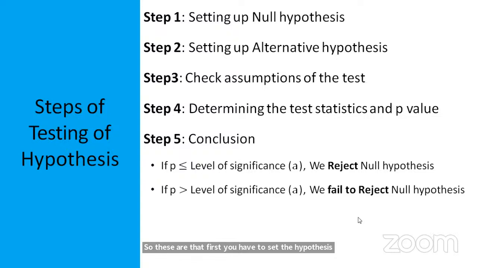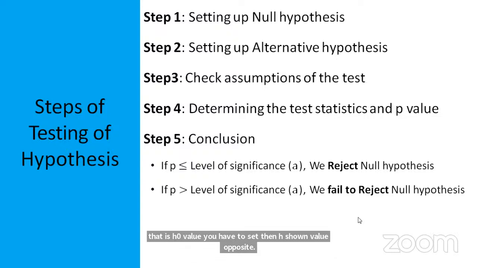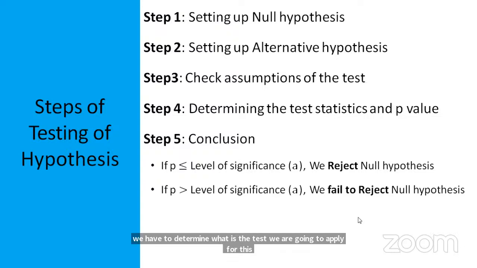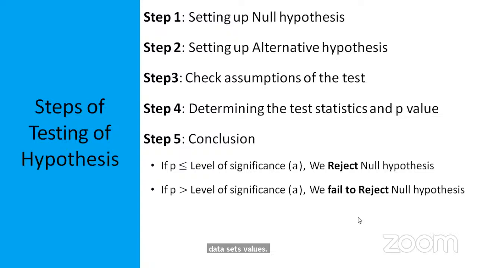Next, the third step is to check the assumption of the test. That is, we have to check normality, whether the data is normally distributed or not. Next, we have to determine the test statistic and p-value. So we have to determine which test we are going to apply for this data set and how we have to calculate the p-value. From the p-value, we come to the conclusion in step 5.